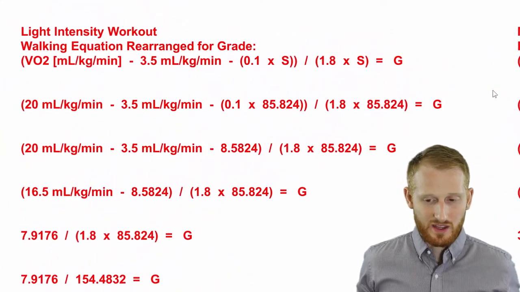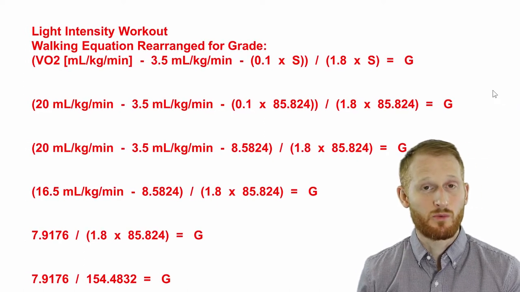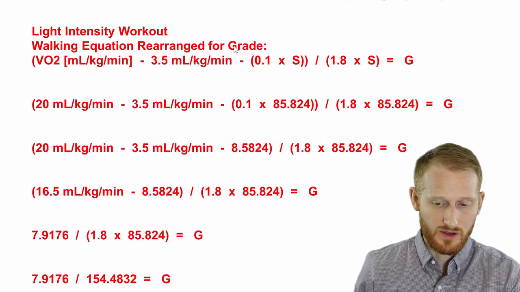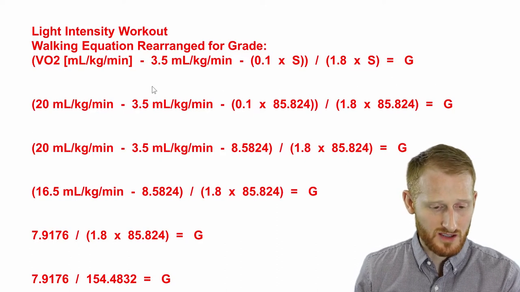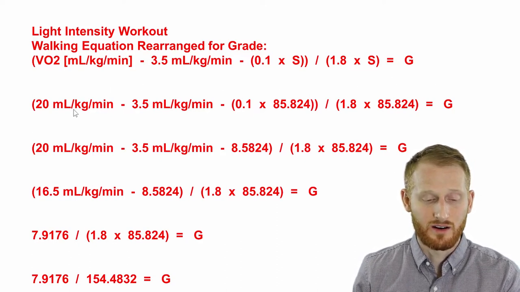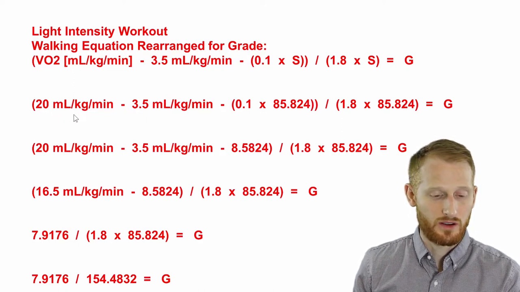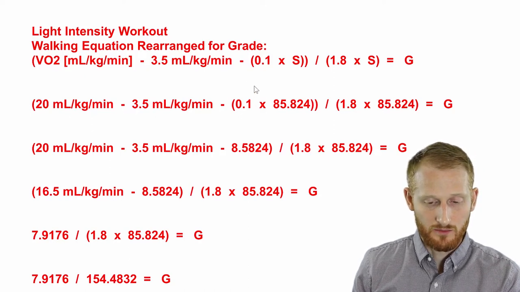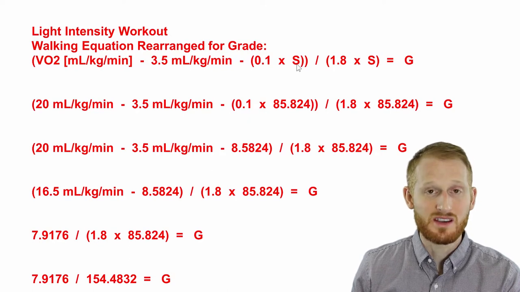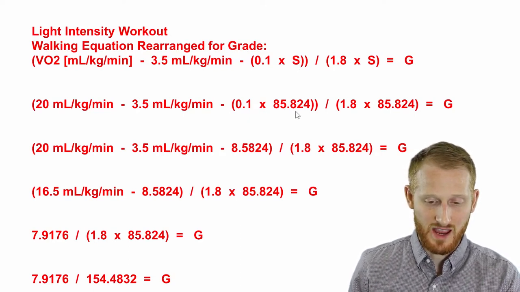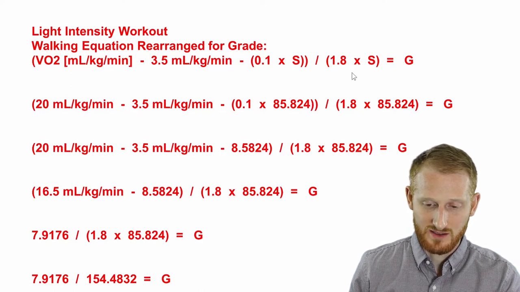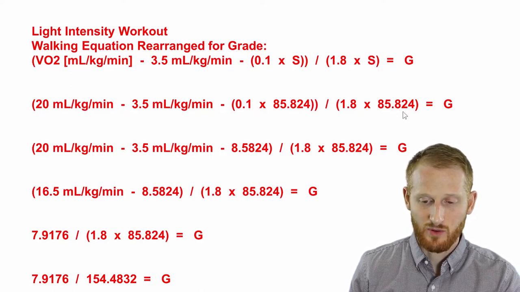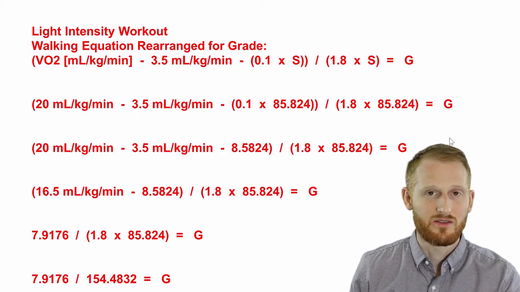All right, so looking at the light intensity day, that was the day when we were going to be prescribing walking. The rearranged equation that we just described is right here, so I won't describe it again for you. And so we just need to start plugging in our variables here. So for our oxygen consumption on our walking day, we prescribed 20 milliliters per kilogram per minute, so that's what's going to go into this spot here. This is a constant, this is a constant. For the speed, we prescribed 85.824 meters per minute. Remember, we had to calculate meters per minute from miles per hour to get to this. The 1.8 is a constant. Again, the same speed is being entered here, 85.824 meters per minute. And then at the end, we get the G for grade.